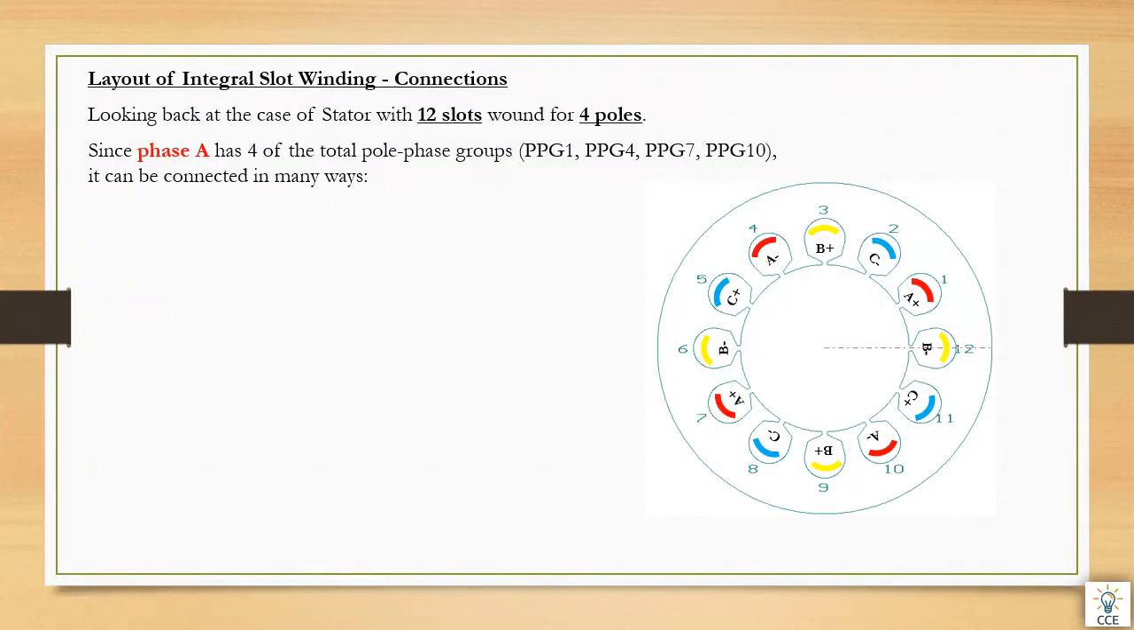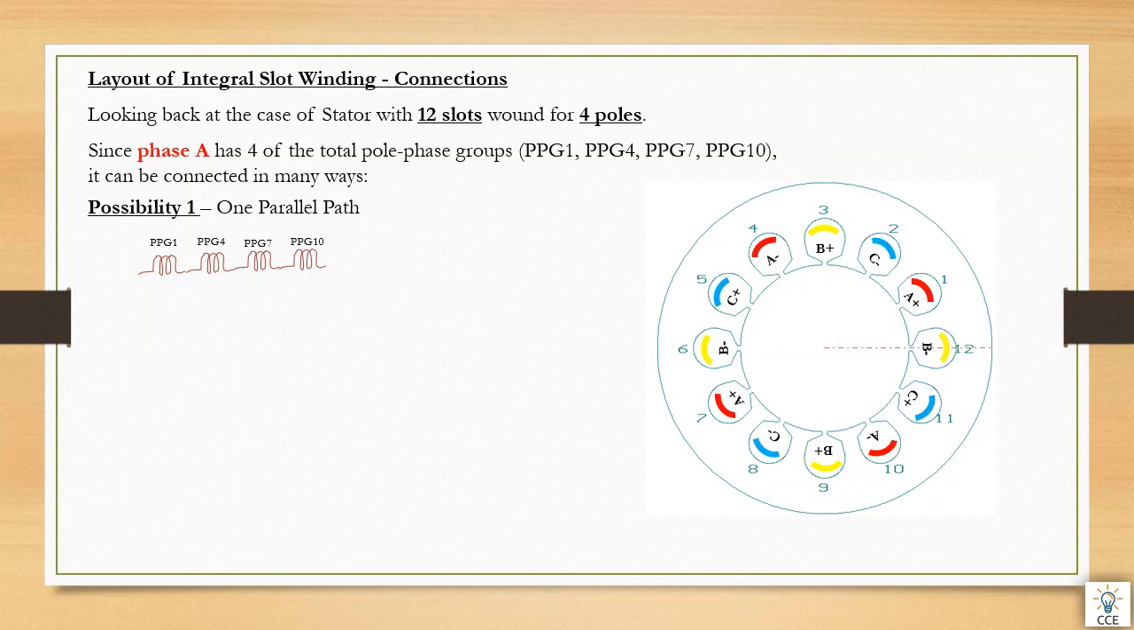So we call the pole phase groups created by phase A ppg1. Why ppg1? Because it is there in the first slot over here, then ppg4, that is in the fourth slot, then ppg7 in the seventh slot, and ppg10 in the 10th slot. So in this way we have given names to the pole phase groups that are created by phase A. Now these four pole phase groups can be connected with each other in many ways.